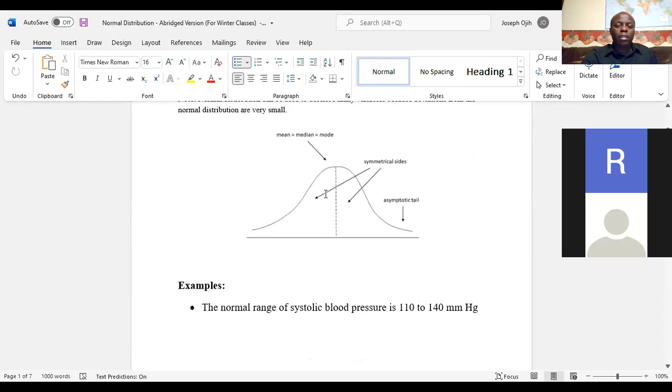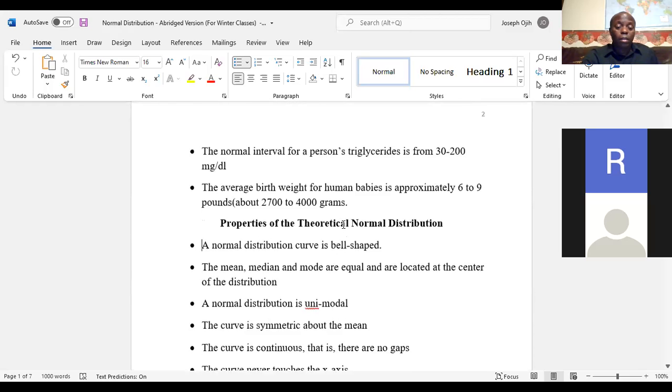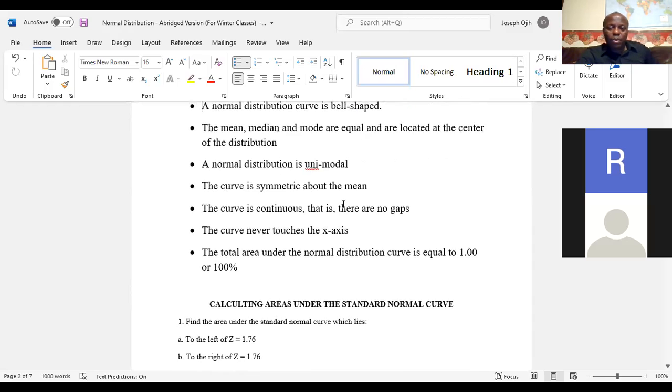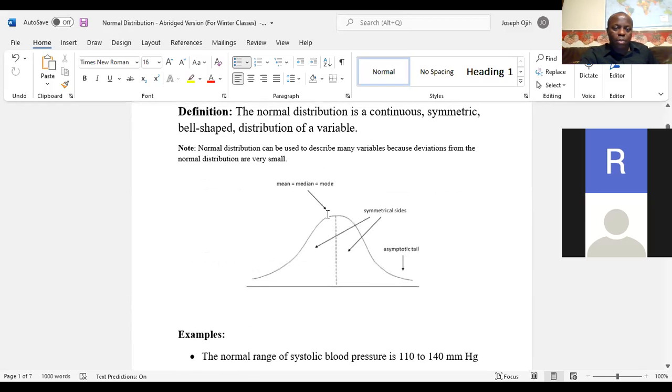Symmetric means what you have on the left side is the same as what you have on the right side. So basically, you can fold these two sides together into one. The curve is continuous. That is, there are no gaps. Keep continuous. No gap. It doesn't touch the x-axis.